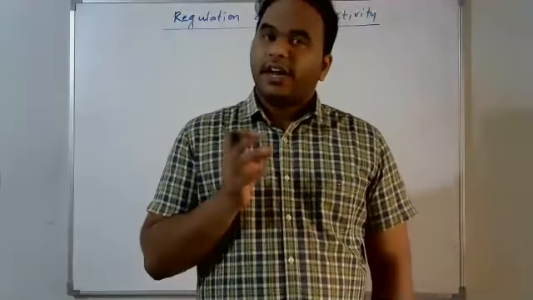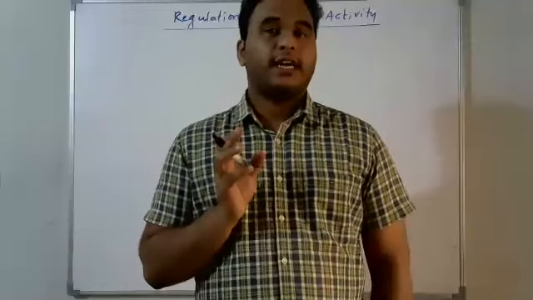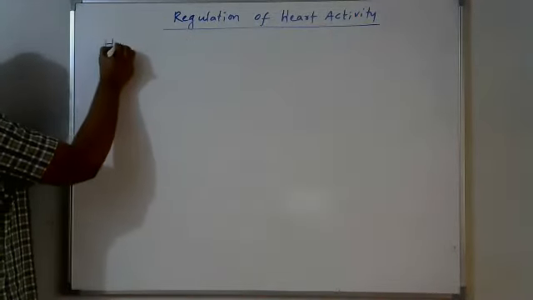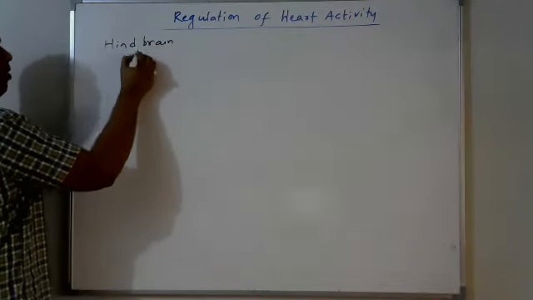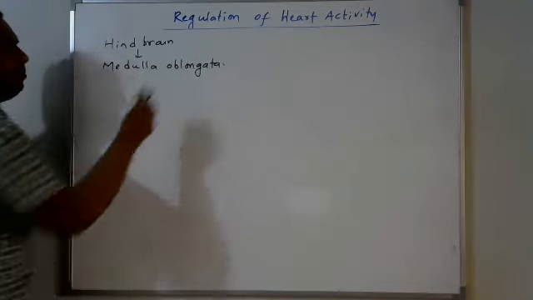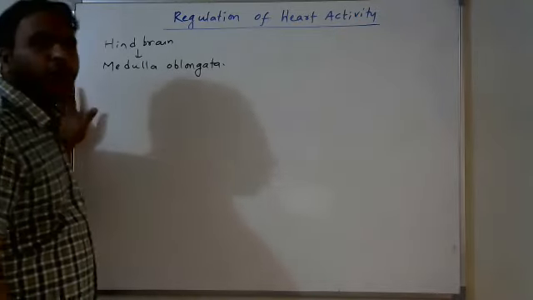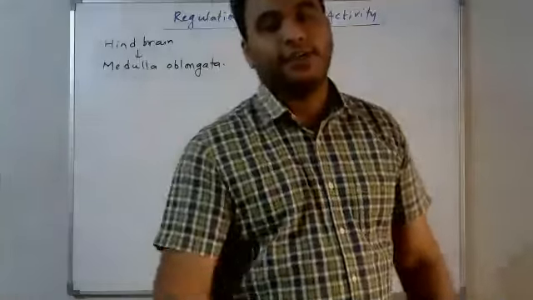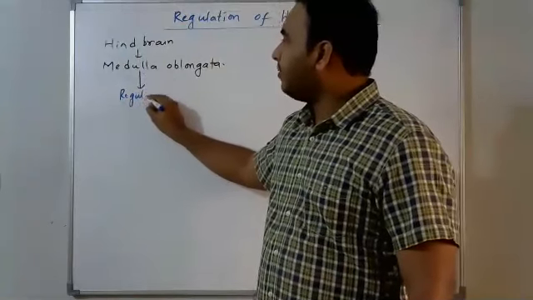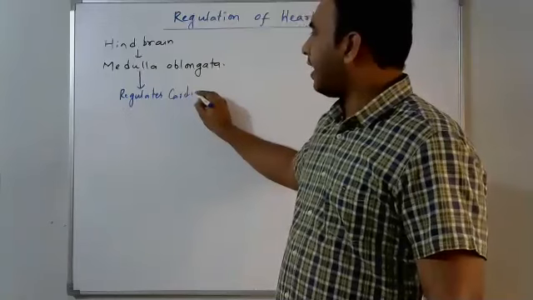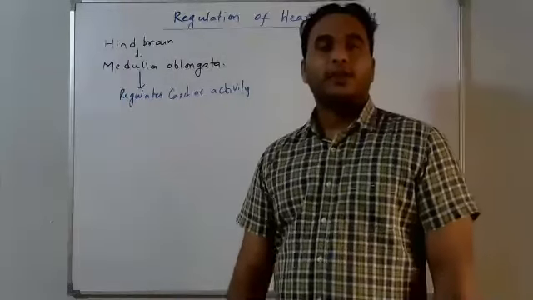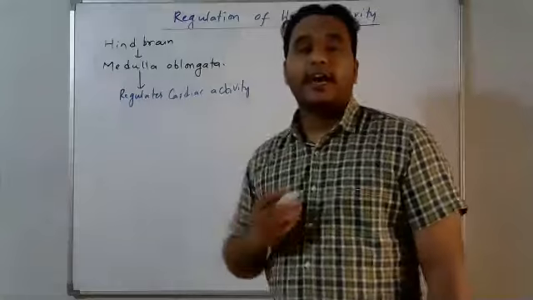And coming to the regulation of cardiac activity, the brain consists of the hindbrain. The hindbrain consists of the medulla oblongata. The medulla oblongata, present in the hindbrain, will regulate the cardiac activity.